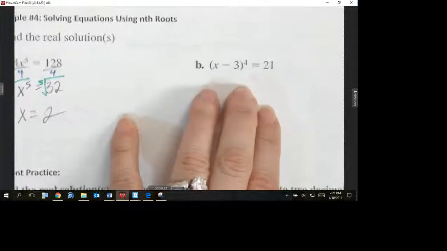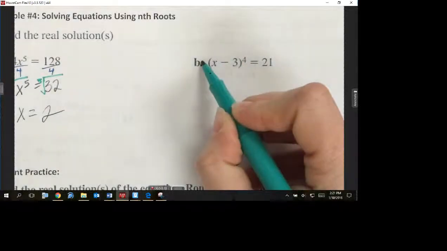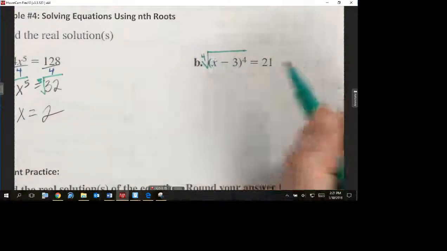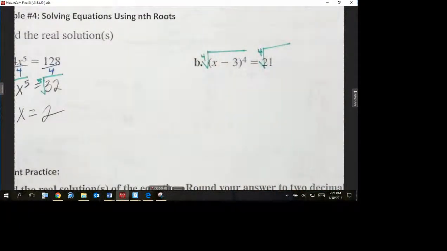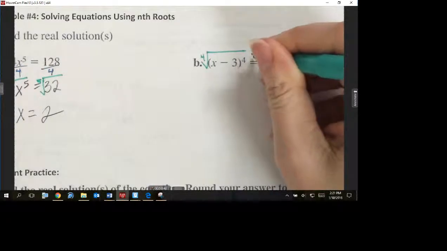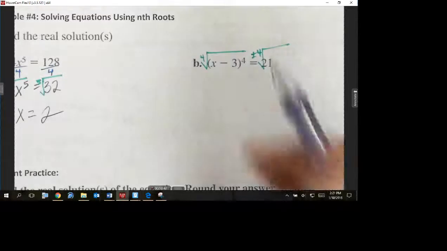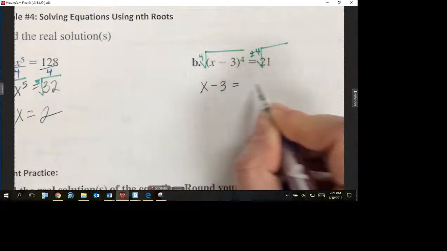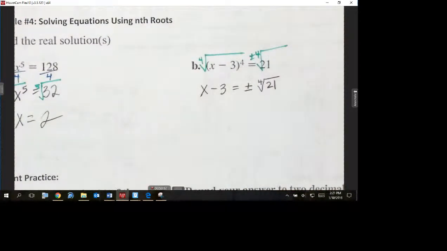Okay, so for question B, we do the outermost thing. What's the outermost thing that I need to get rid of first? The exponent. So I have to do the 4th root to cancel out the 4th power. But if I put in the 4th root and that's even, plus minus goes with it. So my next step will be x minus 3 equals plus minus 4th root 21.